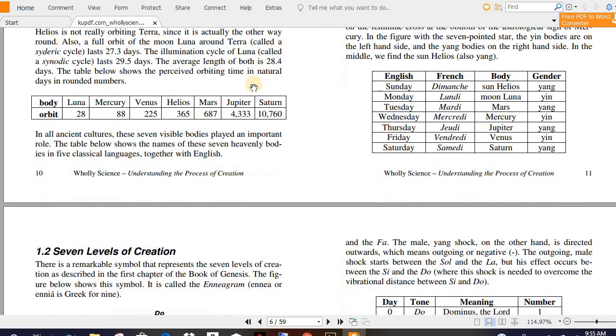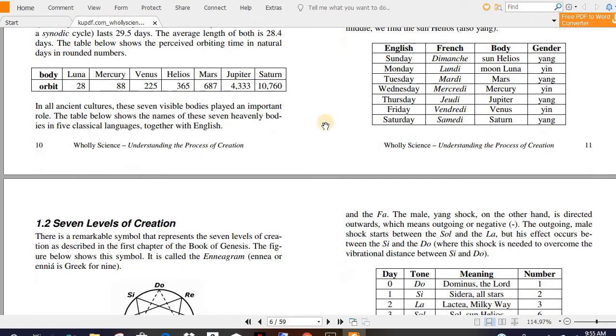Well, I don't agree with that. I think Mercury is definitely a male, masculine, but that's just my opinion. Sunday, Helios, Yang. Okay, yin yang, yin yang.